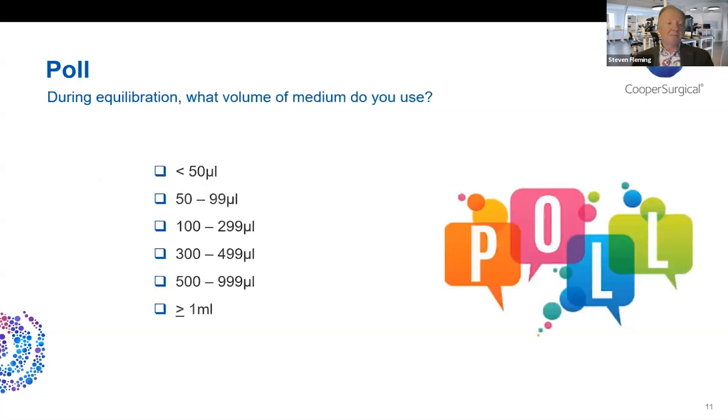So first poll coming up, during equilibration, what volume of medium do you use? Remember, this is anonymous, so please join in.